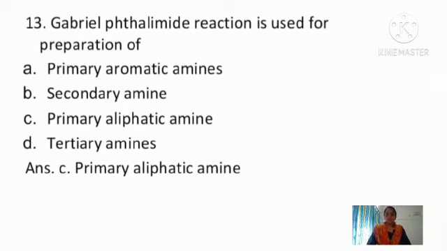So what is Gabriel phthalimide reaction is that first phthalimide is treated with alcoholic potassium hydroxide. So on reaction with alcoholic potassium hydroxide, we are getting potassium salt of phthalimide, which is again treated with any alkyl halide, then the alkyl group will be attached to the phthalimide. Then on hydrolysis, we are getting primary aliphatic amines. So it is mainly useful for the preparation of a primary aliphatic amine. So option C is correct.